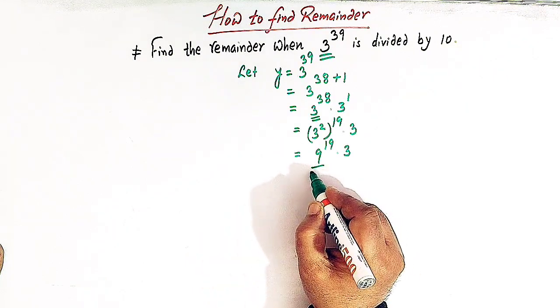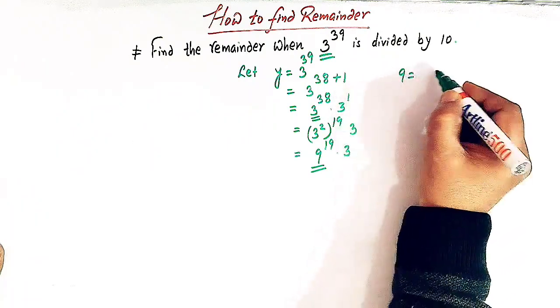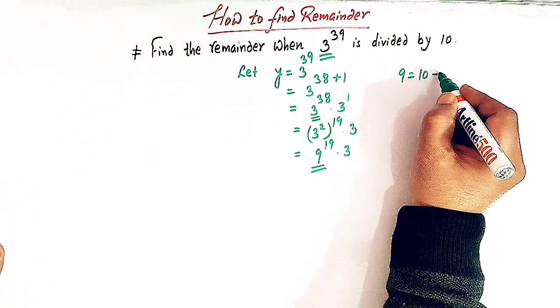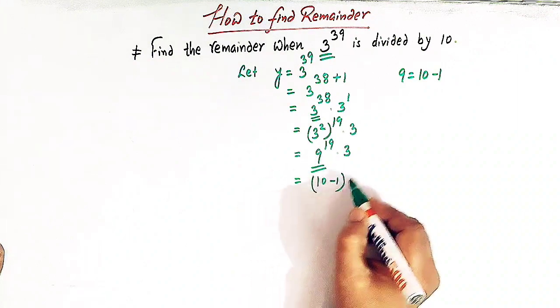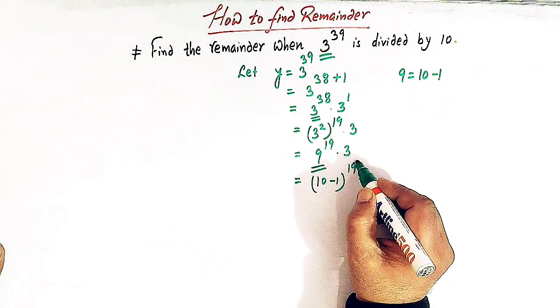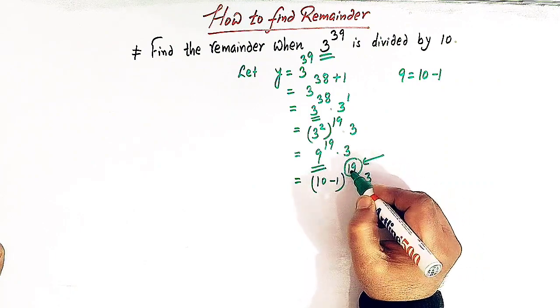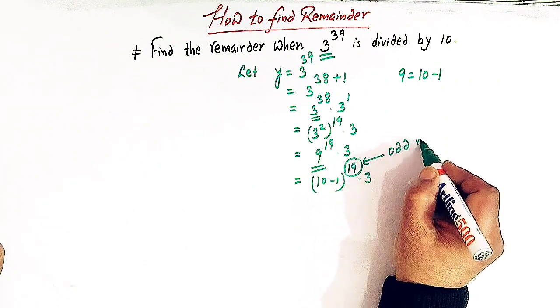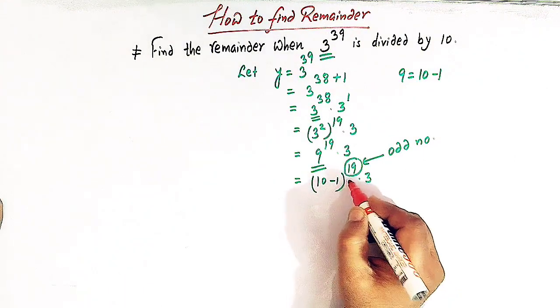Okay, so now here we'll use the concept. Now see, 9 can be written as 10 minus 1. So we can now write 10 minus 1 raised to 19, and here we have 3, right? Okay, now see, here we have this exponent 19, which is an odd number. So we have already solved this type of problem in our earlier videos, and here we'll use the concept.